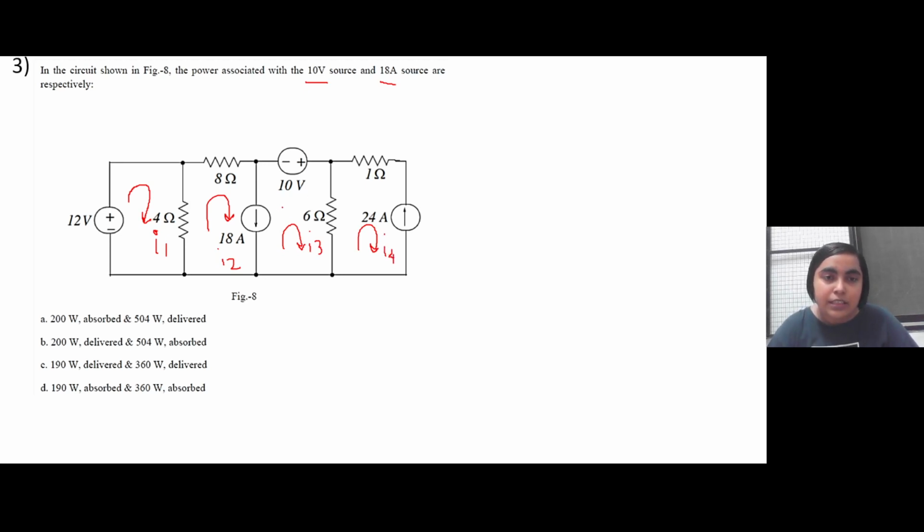Excuse me, I have a small doubt. Yes. In the I1, we are simply using the formula I is equal to V by R, 12 by 4 is I1. Is it possible?